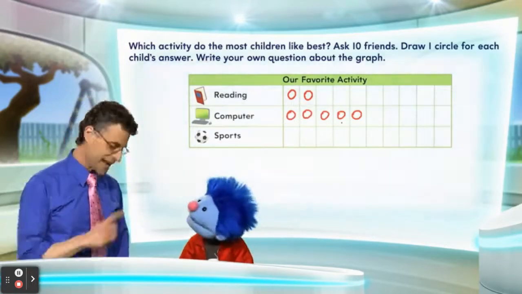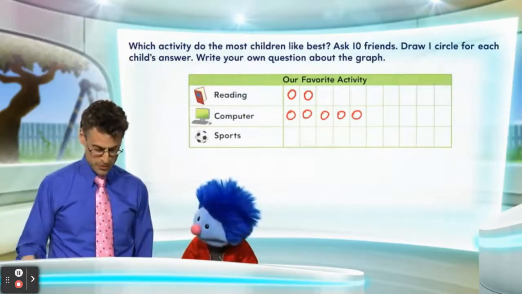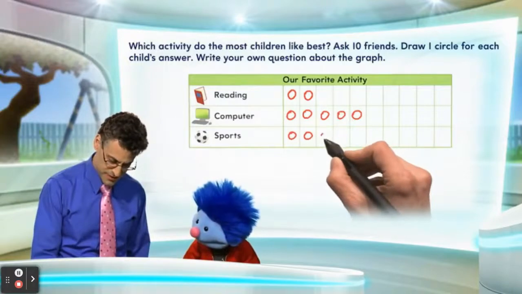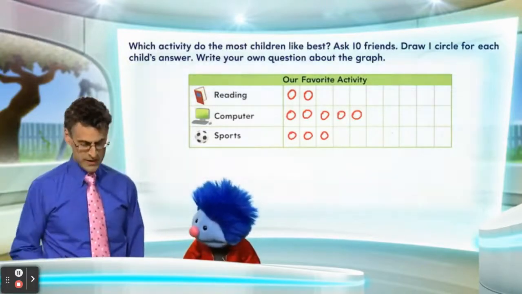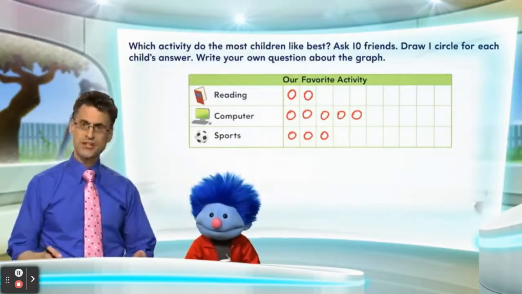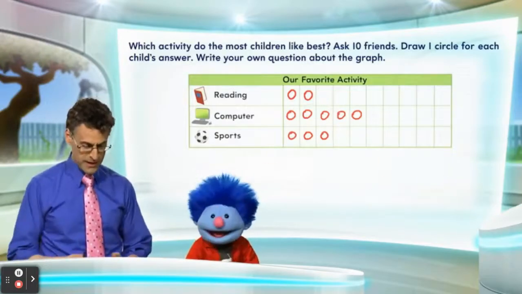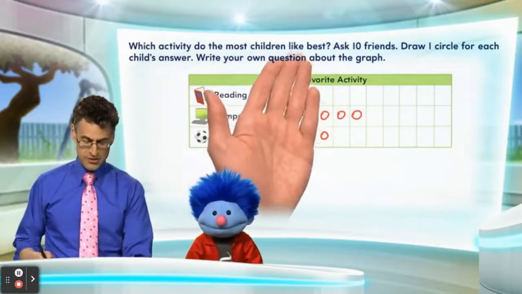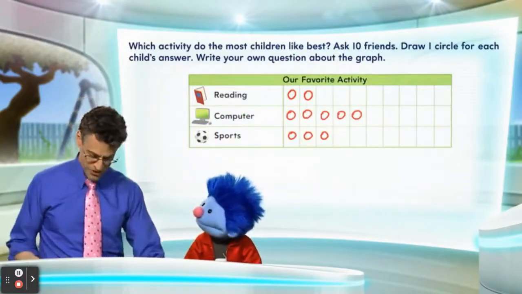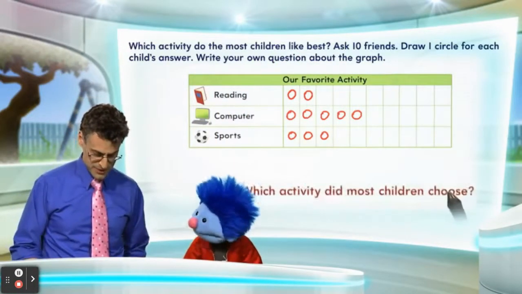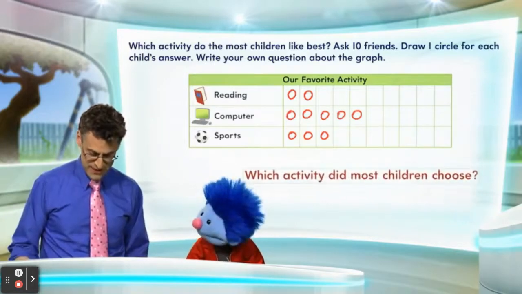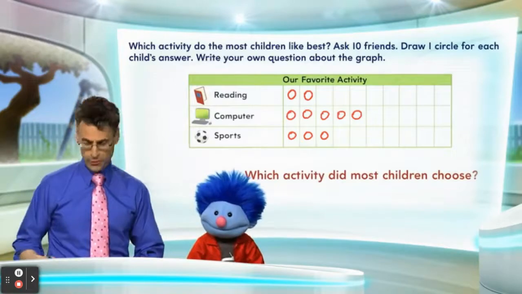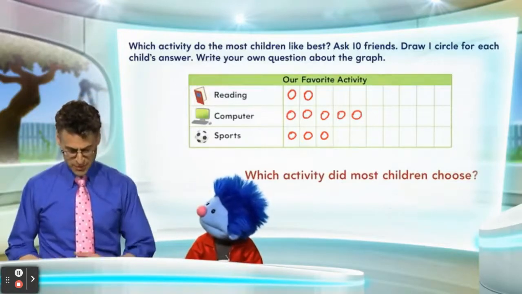It's very handy. Exactly. Now what about sports? How many pick sports? 3. All right, so I'm going to put in 3 circles, because each circle represents one child. And so now we can see we filled out the picture graph, and we can learn a lot from it. In particular, we can see which are the popular ones, which are not popular. Our challenge was to write a question about this. So here's one that's a common thing to ask when you look at these things. Which activity did most children choose?